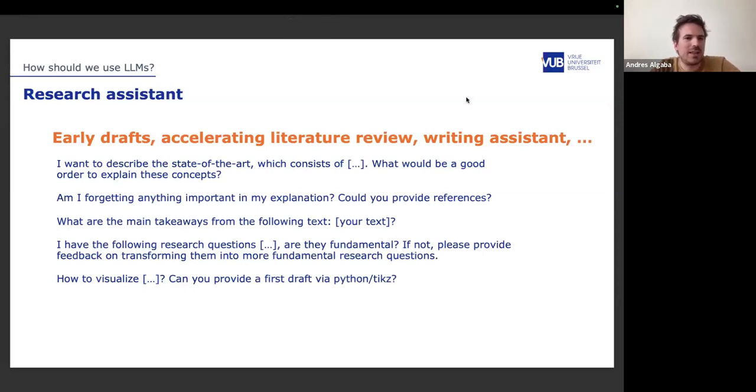Also, a research assistant: if you have an early draft, give it to the model, ask for some feedback, ask about the state of the art, maybe to accelerate your literature review. Maybe something which I also want to say here, because I won't be talking too much about tools, something about tools. Or no, I'll say it later. Maybe about the question first.